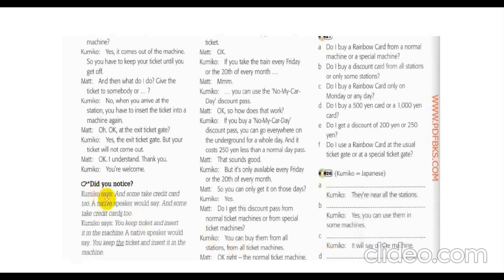Here, the speaker says, and some take a credit card too. A native speaker would say, and some take credit cards too. Yes. Komiko says, you keep ticket and insert it in the machine. A native speaker would say, you keep the ticket and insert it in the machine.